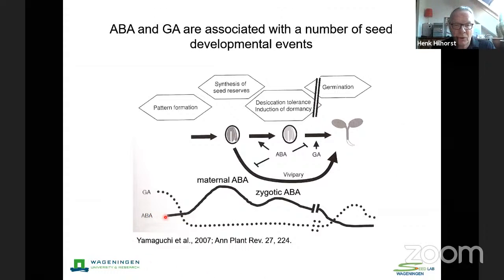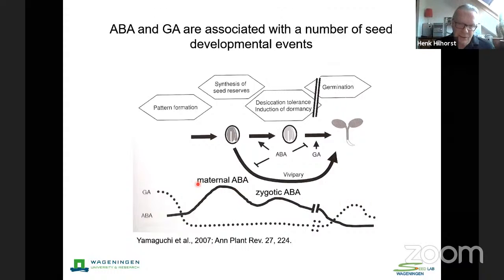So here you see the amount of ABA during seed development. You see here are two peaks, and at the end of development, ABA levels are very low. GA levels are high in the beginning of seed development. They are low throughout development, and then they become high at the end of seed development.